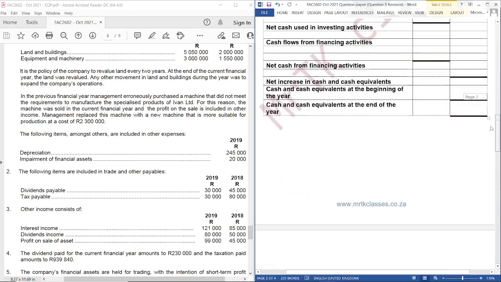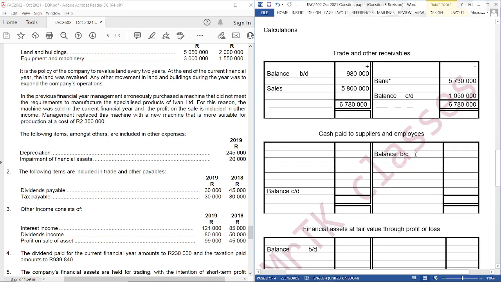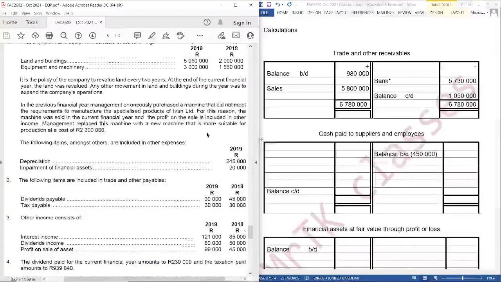So what we are going to do is adjust our balances. I remember we had 450,000 here. Let's just make sure.